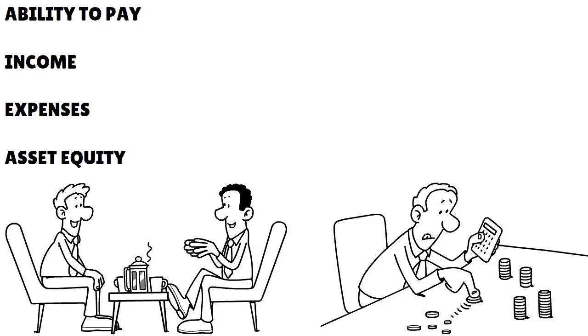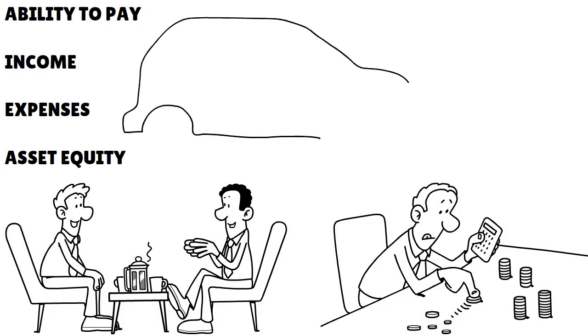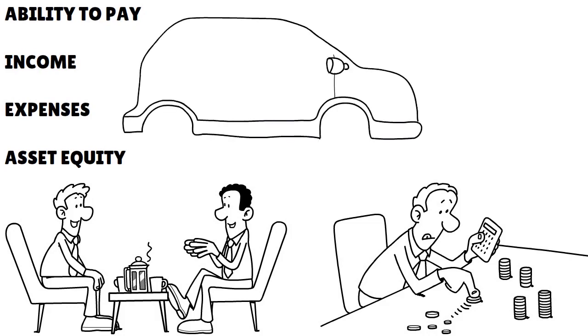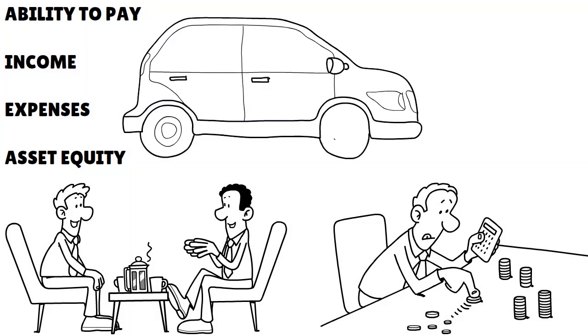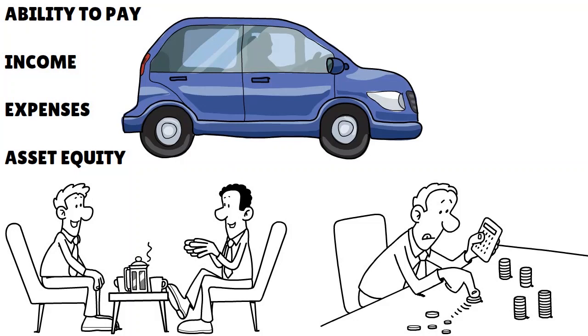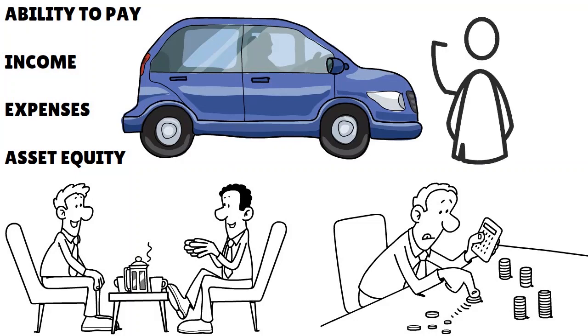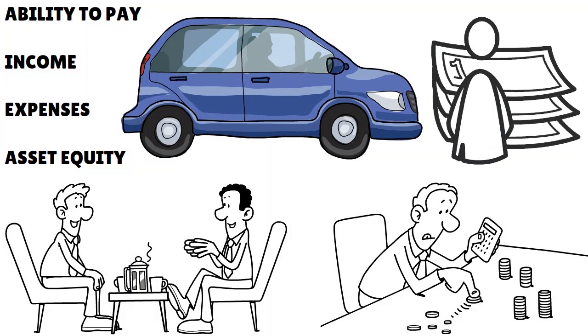What they call asset equity means, what kind of equity do you have in any asset that you have? For example, let's say you have a car, and you owe $5,000 on the car, but the car is worth 20 grand. So your asset equity is $15,000, because the car is worth 20 grand but you owe 5,000. So this is your asset equity.